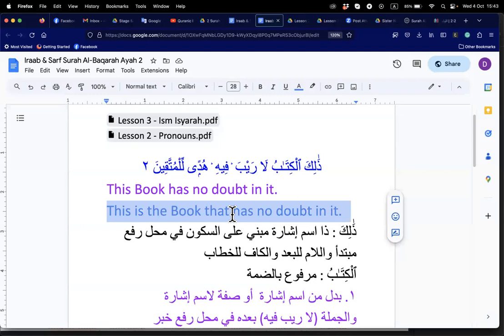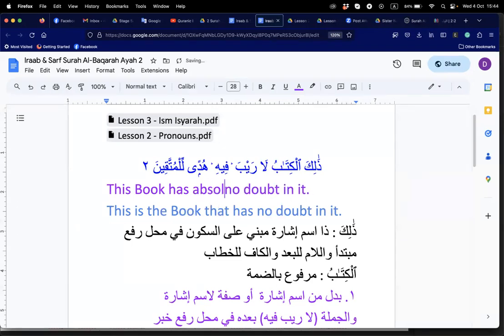Anybody else have a question? Yes, Sister Jahanara. Here this is categorical negation, right? So we'll be getting it as absolute no, right? Yes, a strong no. Correct. You can say this book has absolutely no doubt in it.